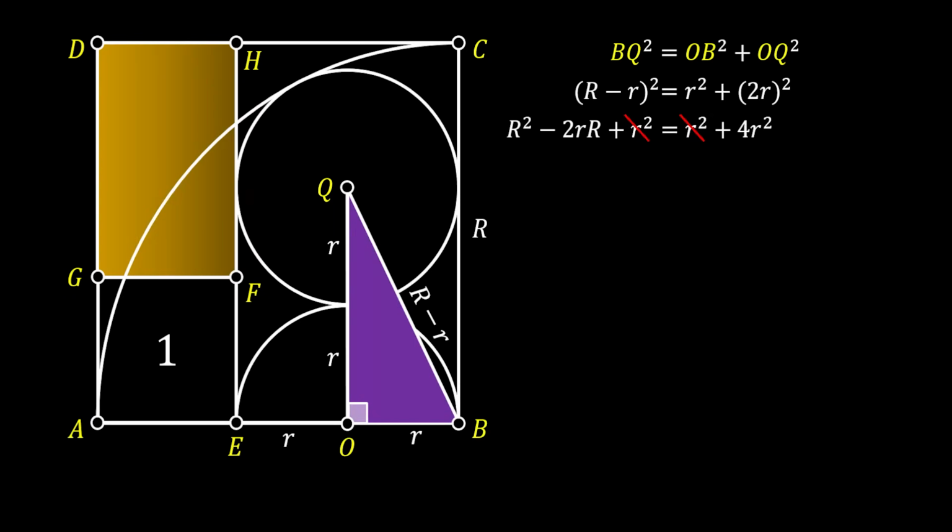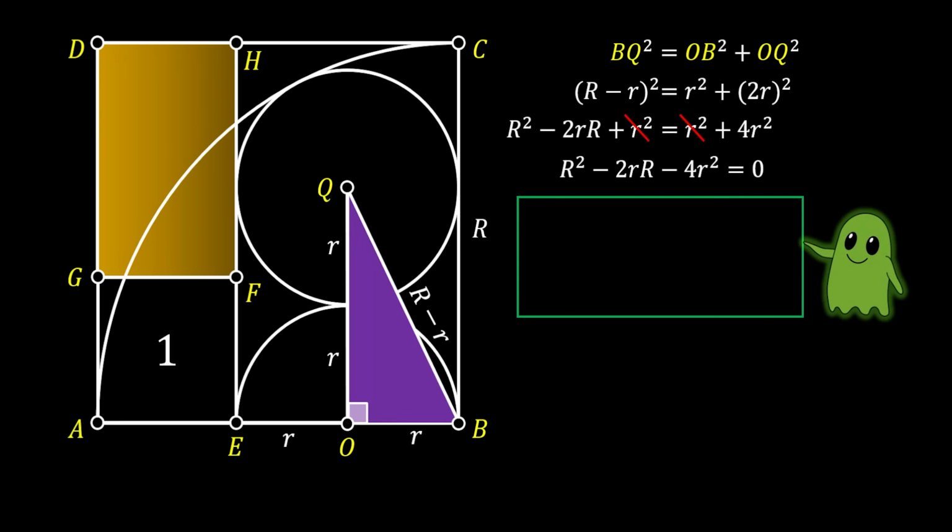Then, if we group all our terms on the left side, we're going to get this really nice quadratic equation. And we're going to solve this equation in terms of capital R. In order to do this, we're going to use the quadratic formula. And just as a quick reminder, if you have a quadratic equation in the form of ax squared plus bx plus c, which equals 0, you can use the following quadratic formula.